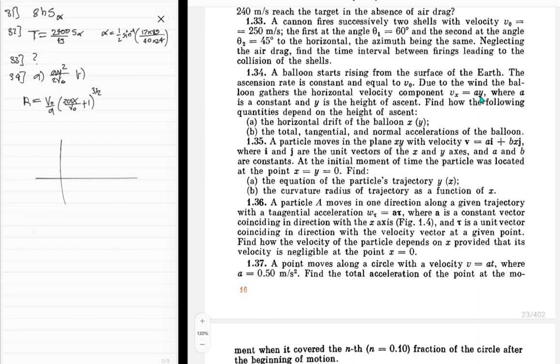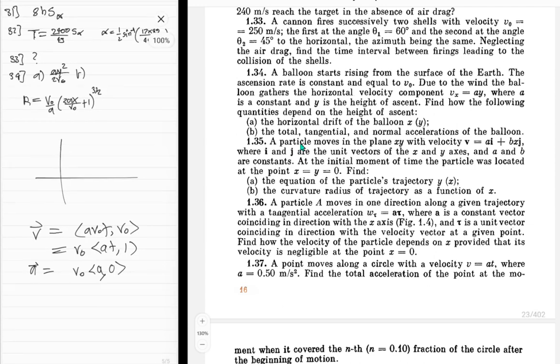So the V vector is just equal to Ay, which is A V naught t, comma V naught. Sorry, it's just V naught a t comma V naught, and the A vector was just V naught a comma 0. Right, and we just want the normal and tangential acceleration of the balloon. Wait, normal to what? I think they mean normal to V.